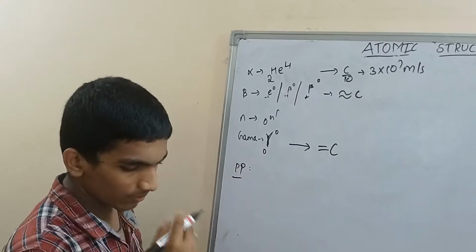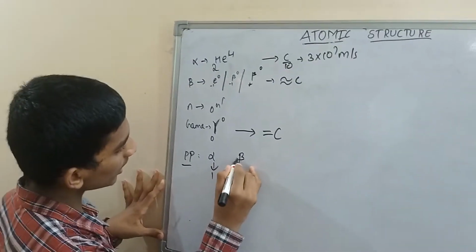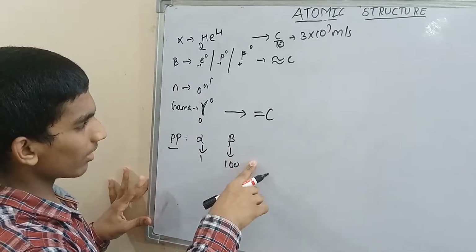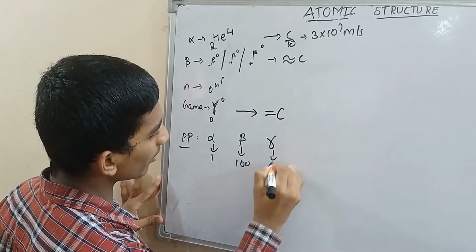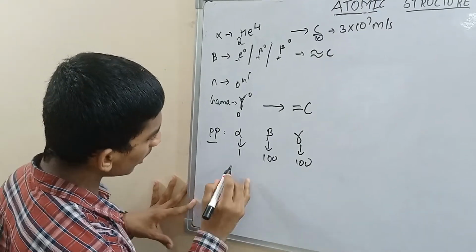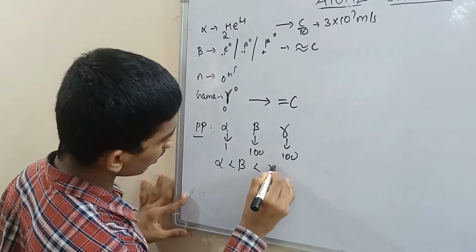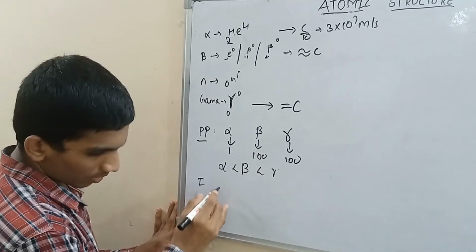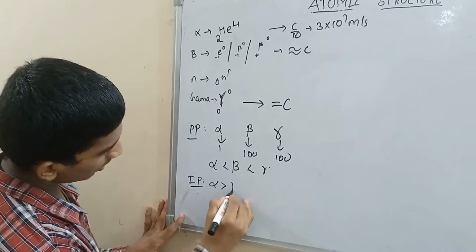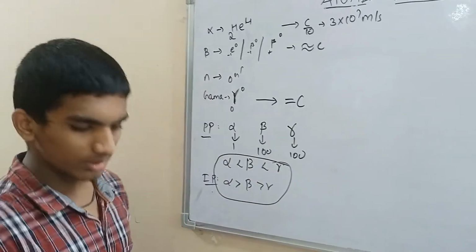Penetrating power. If alpha has 1, beta is saying that I will be having 100. If beta has 100, gamma is saying that I will be having 1000. What is the order of penetrating power? Alpha less than beta less than gamma. Simple. Ionizing power: alpha greater than beta greater than gamma. They are having reverse order.